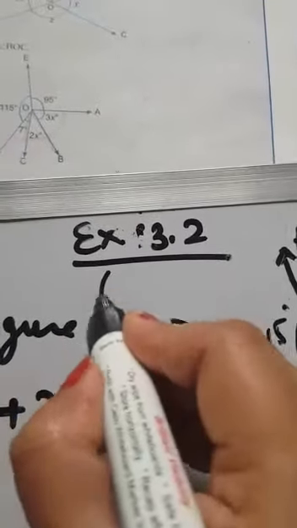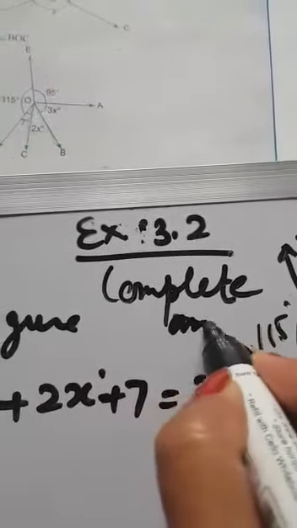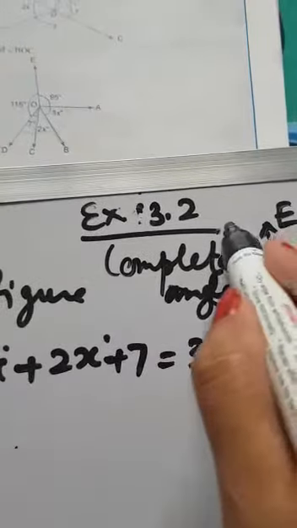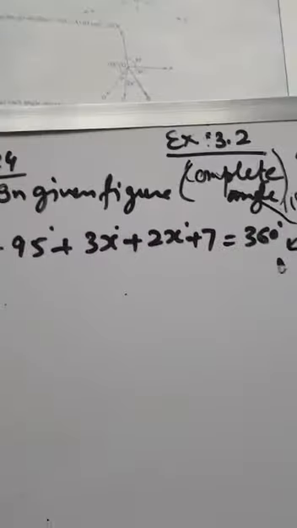Here you write complete angle. So this is your reason. You can write it in brackets. I don't have space here, so you write it in front of that.